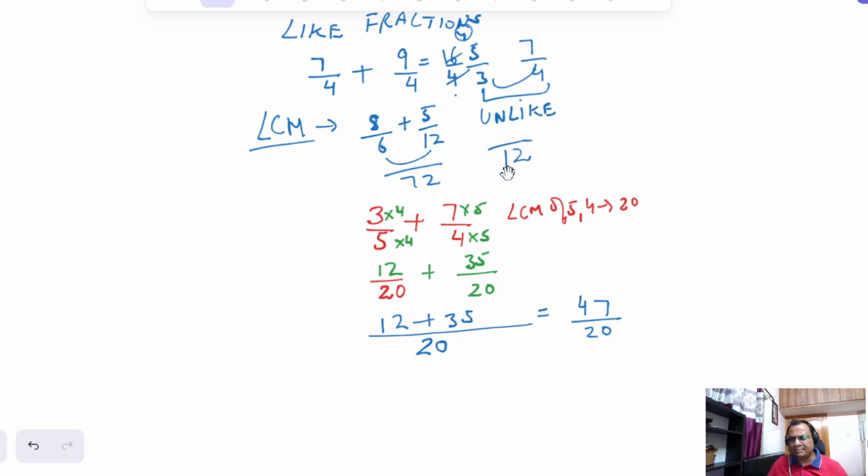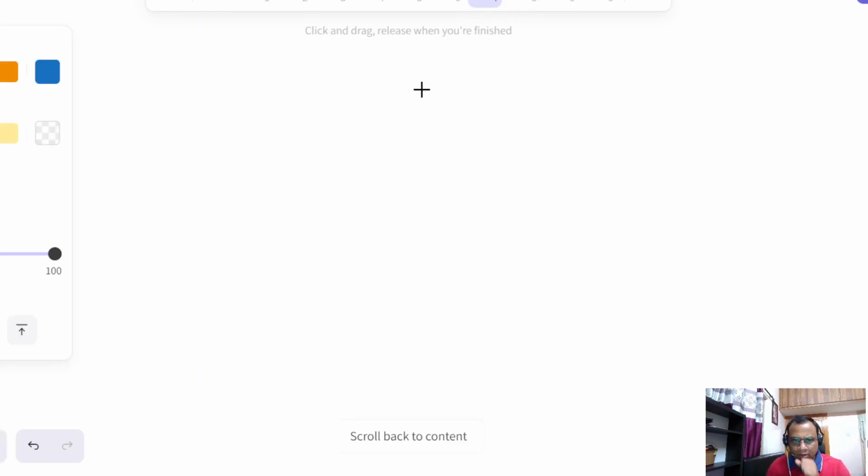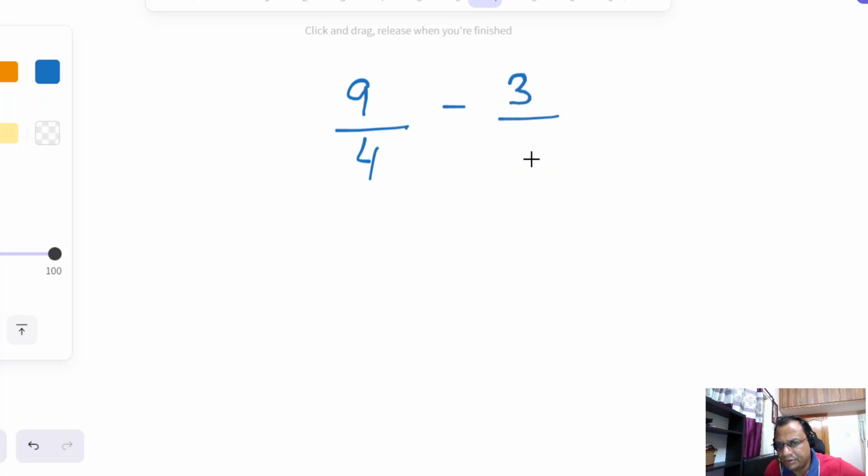Let's take one example of subtraction. 9 upon 4 minus 3 upon 12. Instead of 3, let's take 5. Makes sense? Okay.